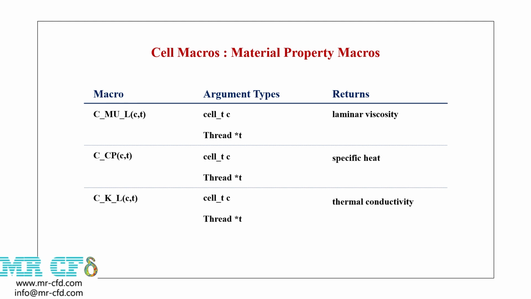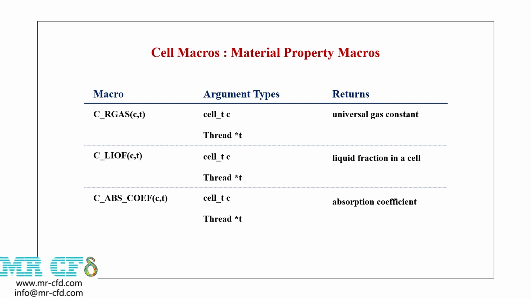Some of the cell macros are used to calculate the actual value of fluid properties. All values are presented in SI units. Let's examine a few examples of these macros. For instance, the CMUL macro represents the value of laminar viscosity in computational domain cells. The CCP macro indicates the value of specific heat, and the CKL macro indicates the value of thermal conductivity.